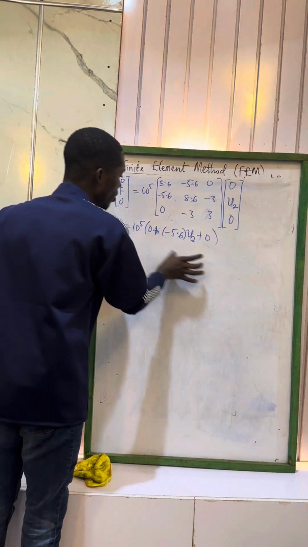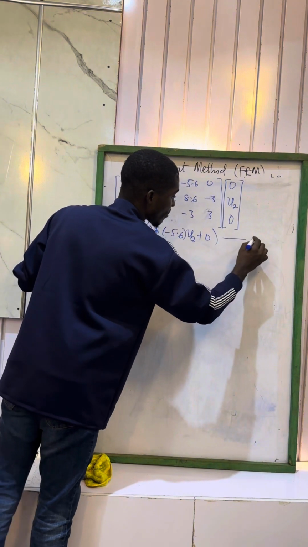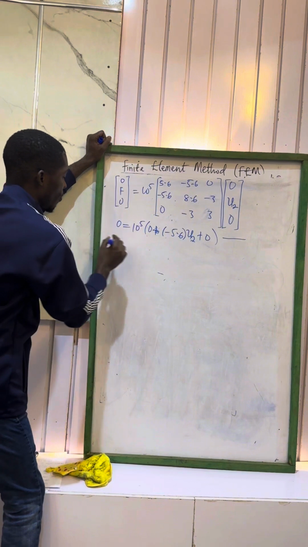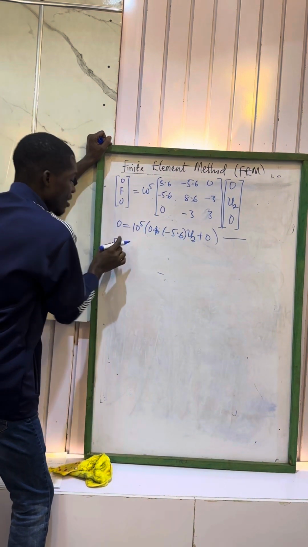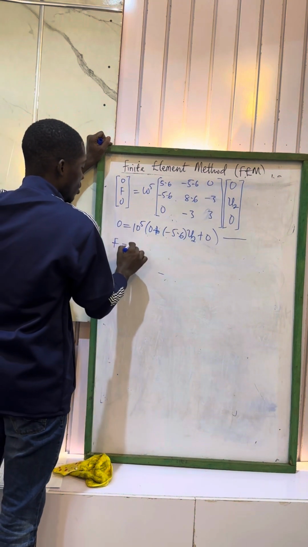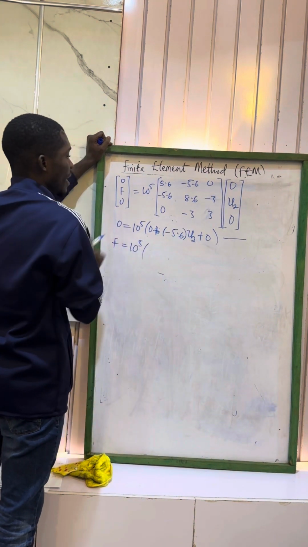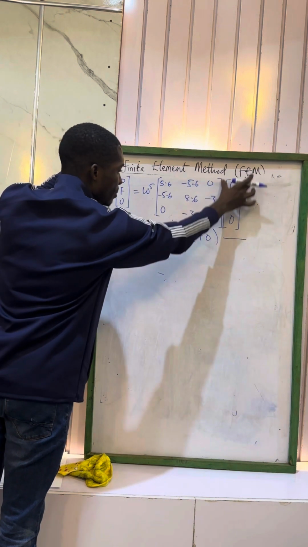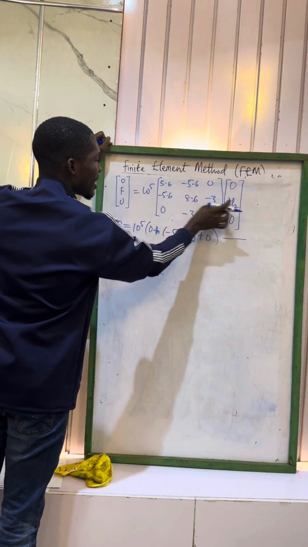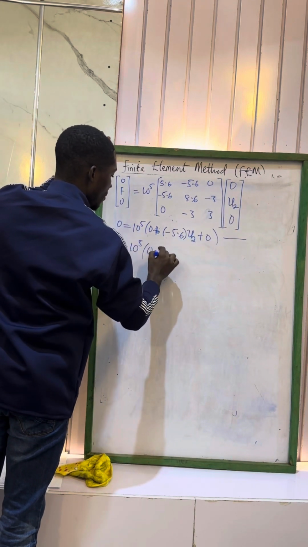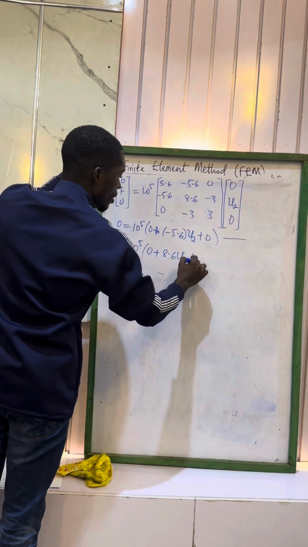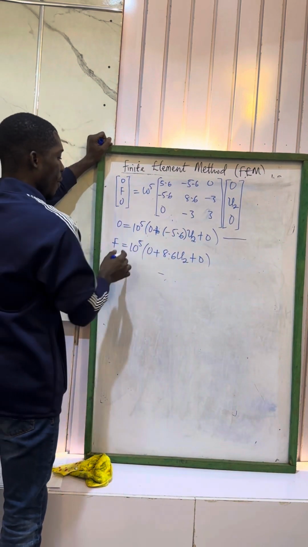So that means this one cannot give us the answer we need. It's not sufficient to give us the answer. So we go to the next row, which is what? F. Don't forget that our F is what? 2 times 10 to the power 5. So F equals 10 raised to the power 5, open bracket. Now you take this and use it to multiply everything here. So that will be minus 5.6 times 0 will give us what? 0. 8.6 times U2, that will be what? Plus 8.6 U2. Minus 3 times 0 will give us what? 0.